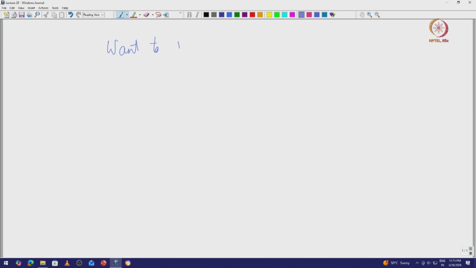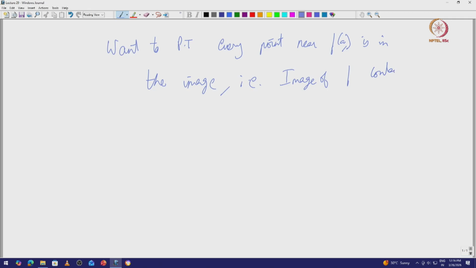Okay, so what do we want to do? We want to prove that every point near f(a) is in the image. That is, more precisely, the image of f contains an open ball of radius, say, r'.